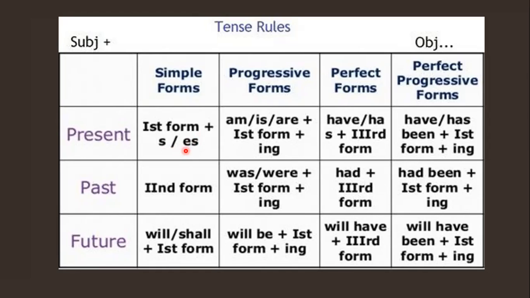Then coming to the progressive form of the present tense. First we'll discuss the present, then we'll move to the past. So in the present tense, one of the auxiliaries that is used is am, is, or are, with the first form of the verb with the ing.